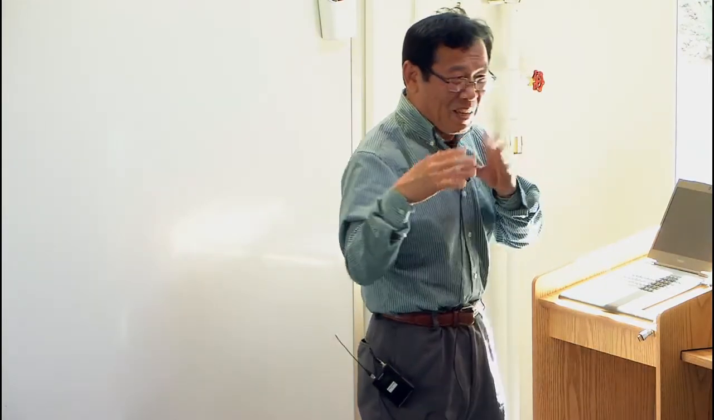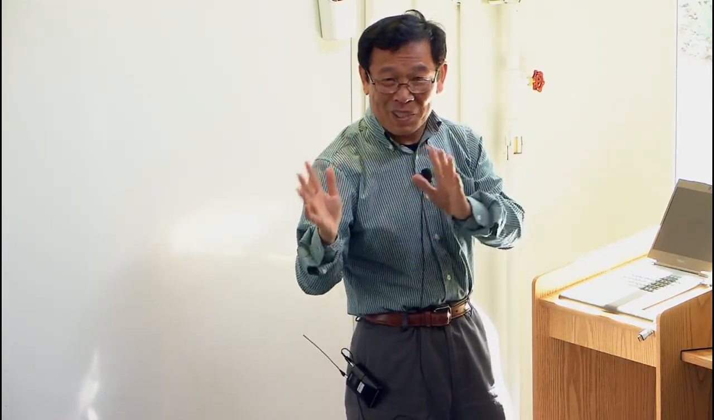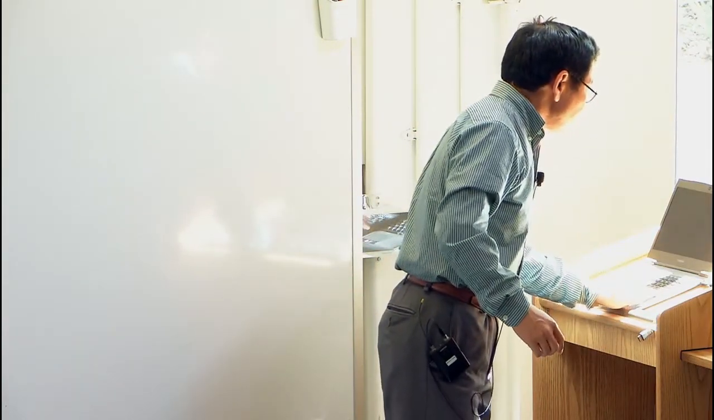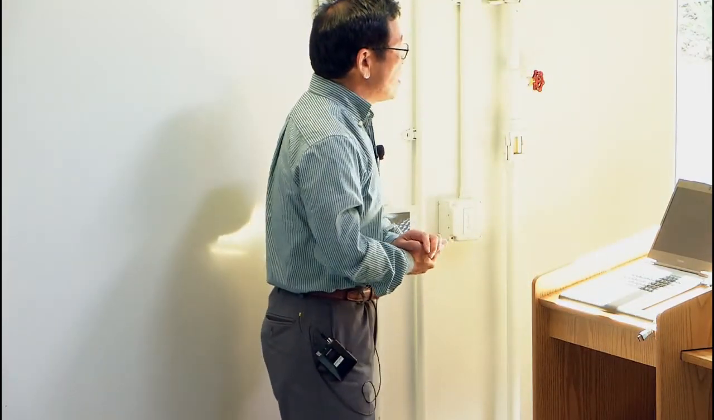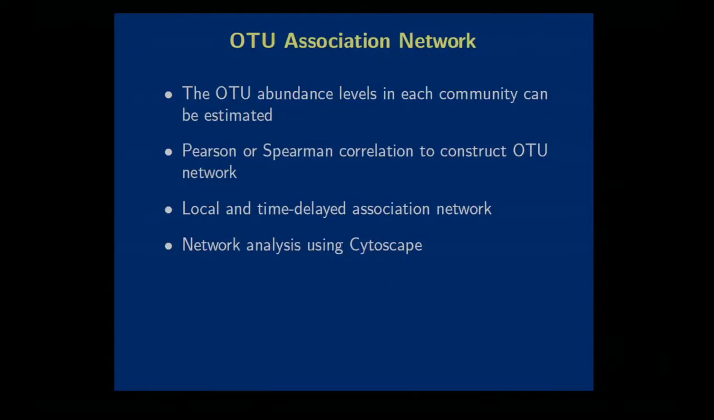But here, let's assume that the OTU is already defined. I'm not dealing with how you define OTU. Now the OTU is defined, and we get the OTU abundance level in each community. At first I said, okay, this is an easy problem, and we do gene expression analysis all the time. Let's do correlation analysis, network analysis, and so on. That's what I thought, quite simple, and so that's what I did.